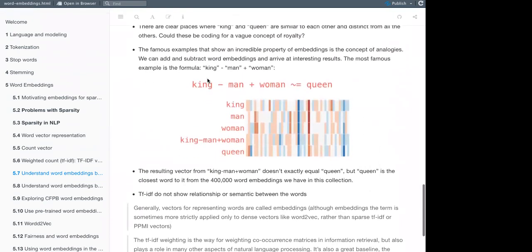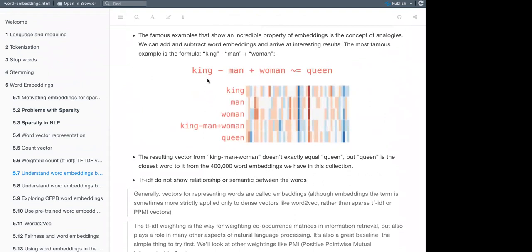But one of the most famous examples of how embeddings capture meaning is this one, where we have the vector for the king, the vector for the man, and the vector for the woman. Then when we say king minus man plus woman, it gives us a queen. So you can see king, man, woman, and because these are vectors, we can subtract them and do many kinds of manipulation, right? Because they are vectors.